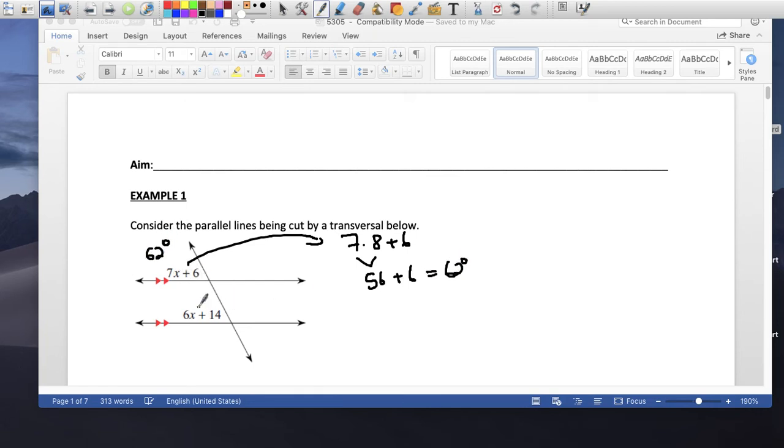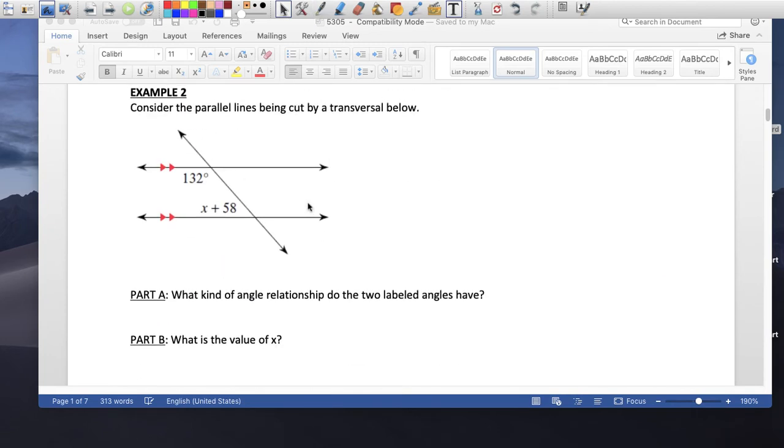Number 2, consider the parallel lines cut by a transversal below. What do we call these two? What kind of angle relation do these two labeled angles have? Well, they're not in the same position, right? So again, if you look at this, this is A, this is A, this is B, this is B. So we're looking at these two, 132, which is this one and this one. Are they the same? No, they're not the same.